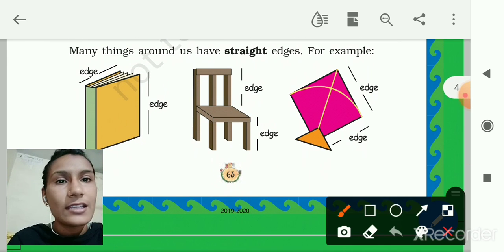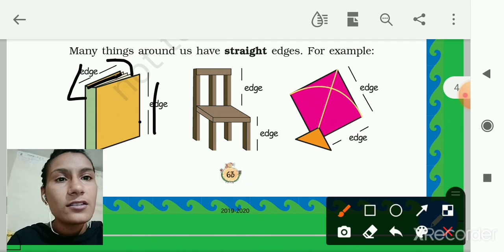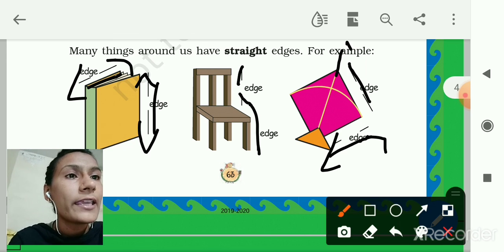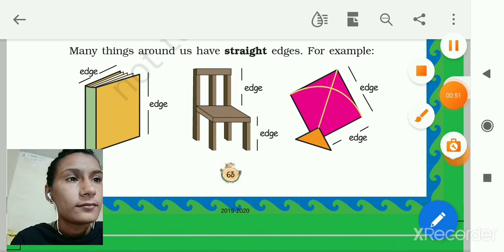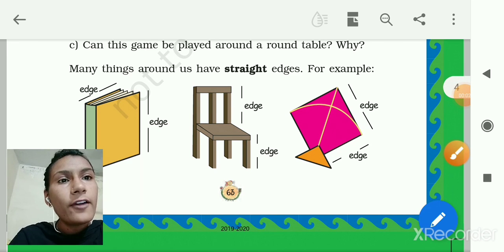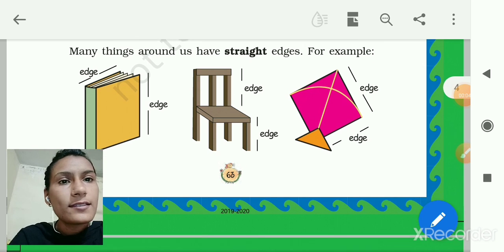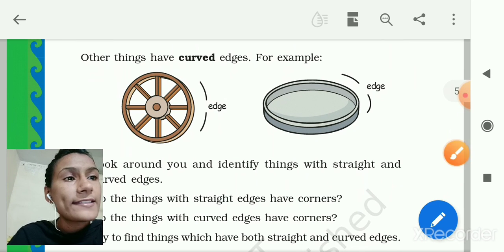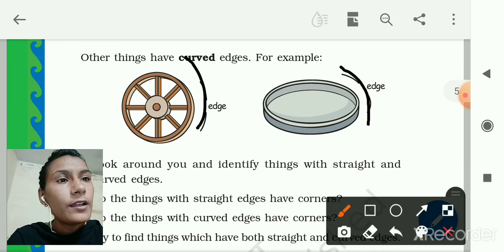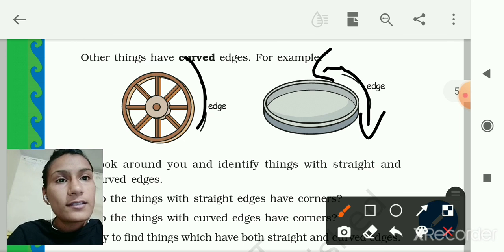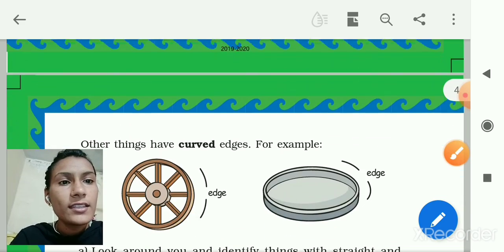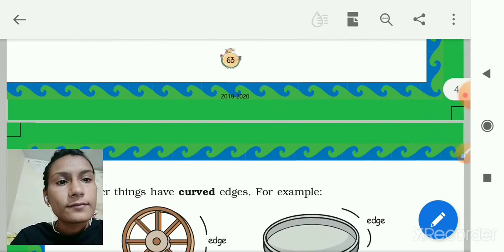The next, many things around us have straight edges. For example, this textbook. So these are the edges of this book. Then this table. Then this kite. So this side is called edges. These things have straight edges. You can see this. Then other things have curved edges. For example, this round shape. So these things have curved edges and these things have straight edges. You can see these things.